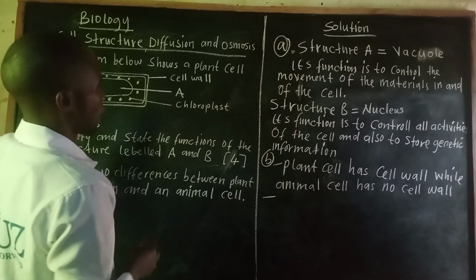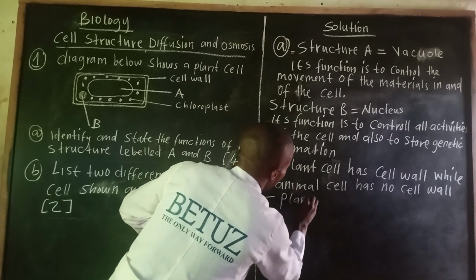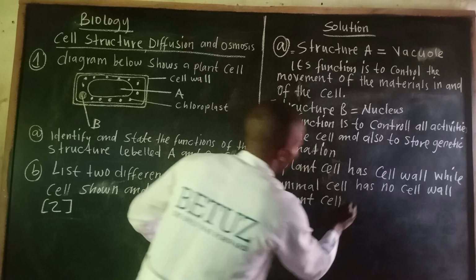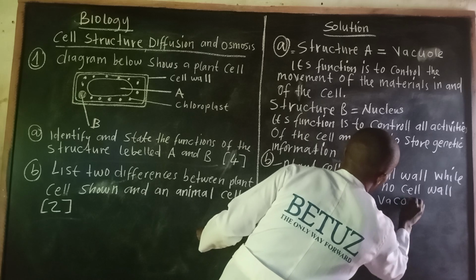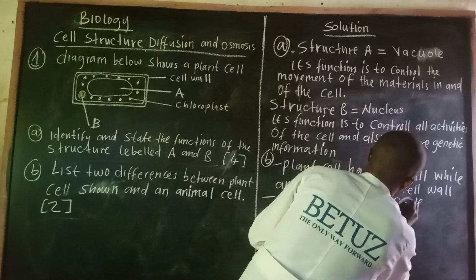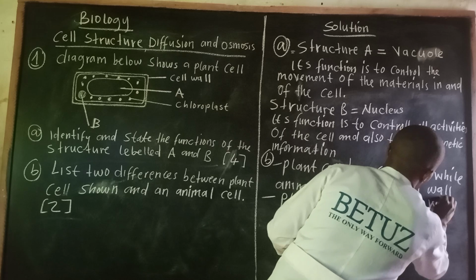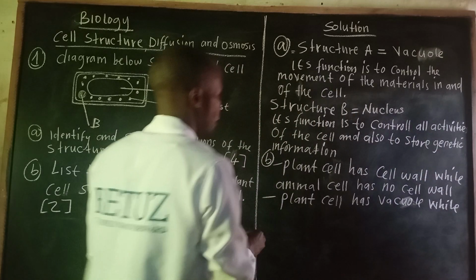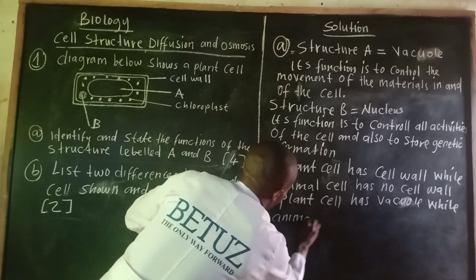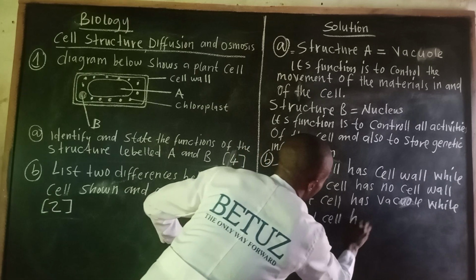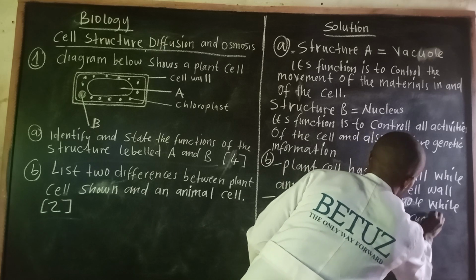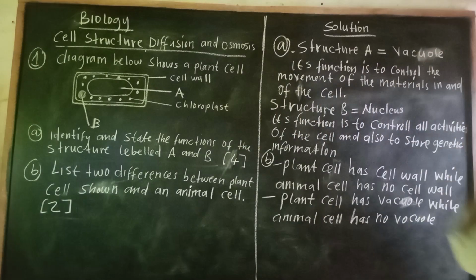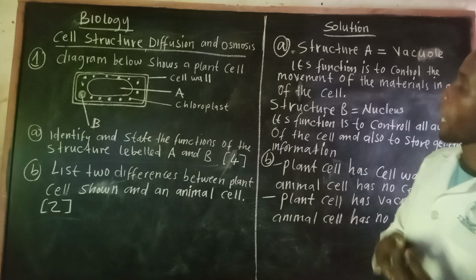Then 2, the plant cell has a vacuole, while an animal cell has no vacuole. Okay, so these two are the main differences between a plant cell and an animal cell.